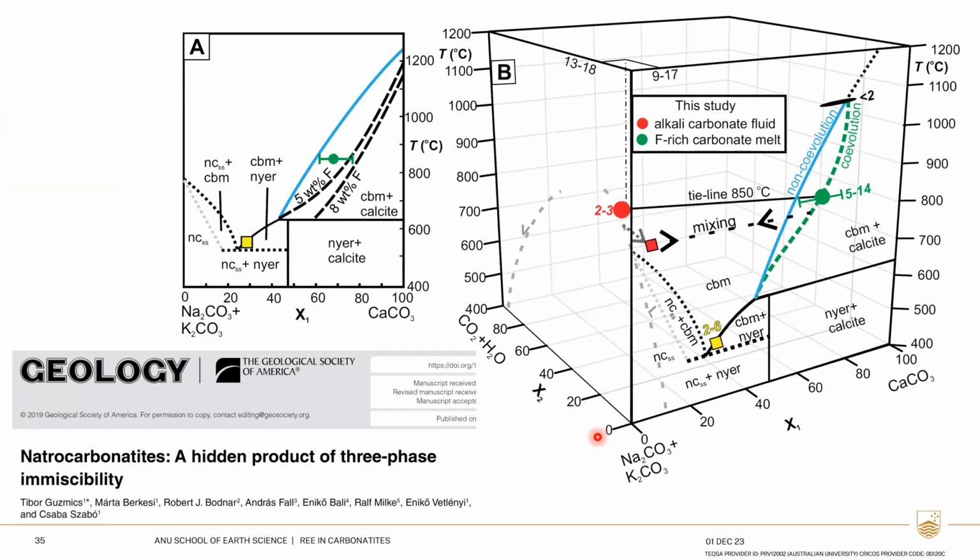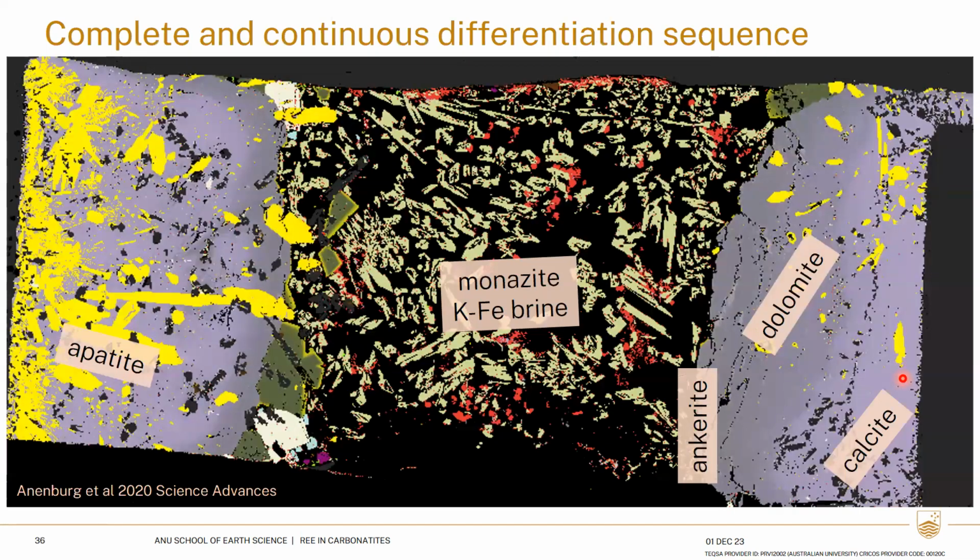Now, from the same Guzmics paper, what they did, they also included the fluid in there. So here's our melt, here's our fluid, and the fluid is just some sodium and potassium, CO2, H2O, and nothing else. It doesn't take any of the more interesting elements, which are here. Okay. So what we have is a complete and continuous differentiation sequence. So this is actually not a hydrothermal cavity. This is just the next stage of the rock. Okay.